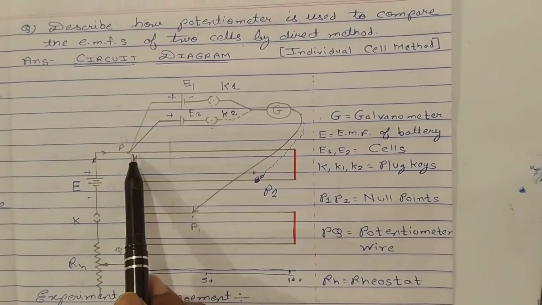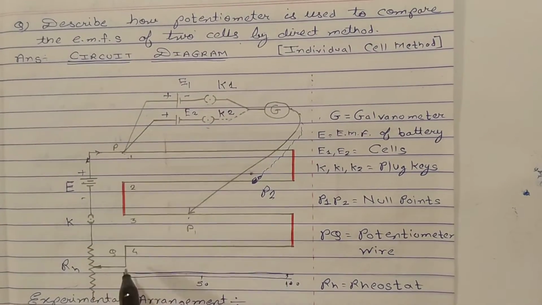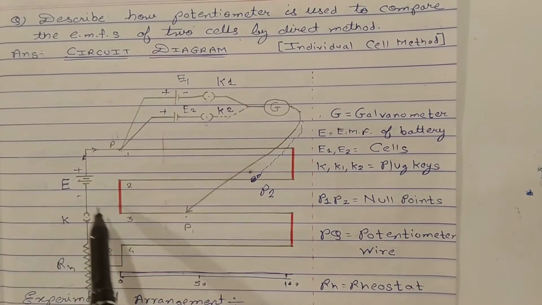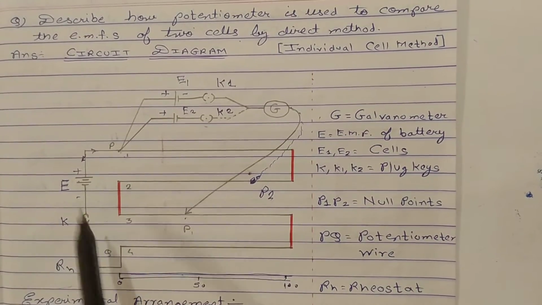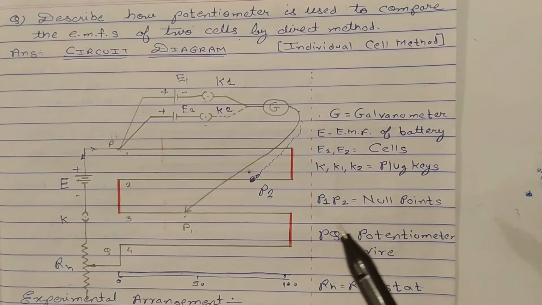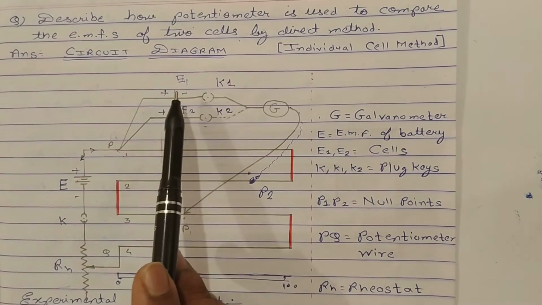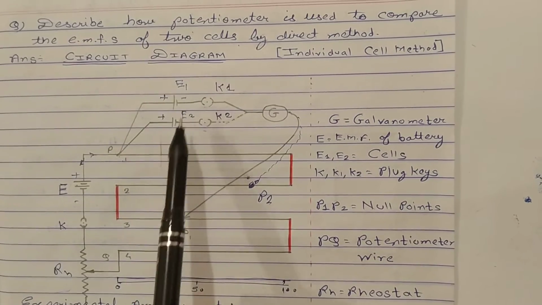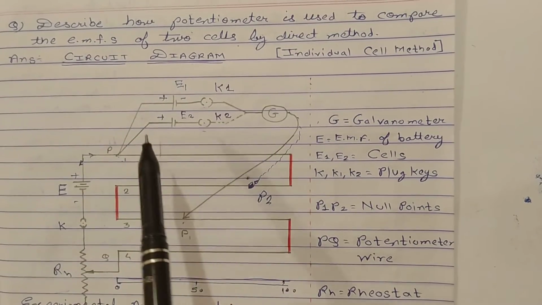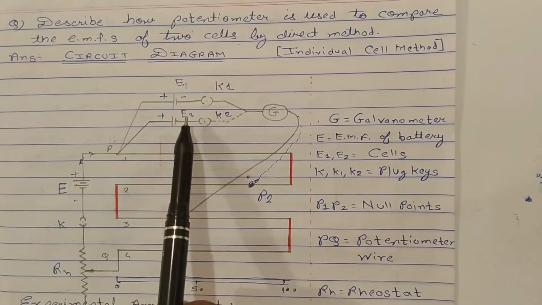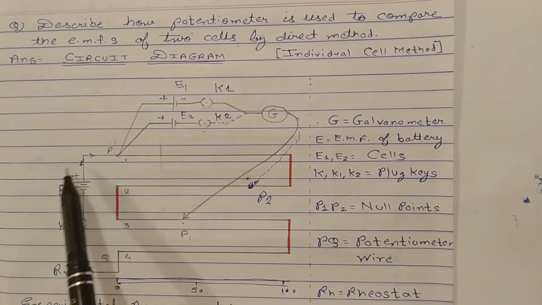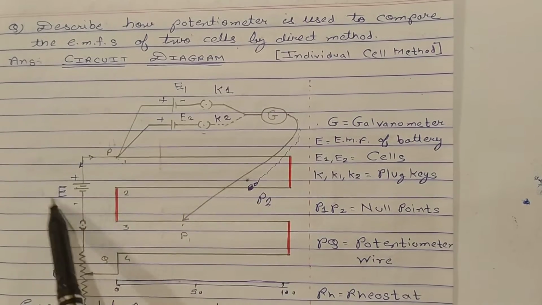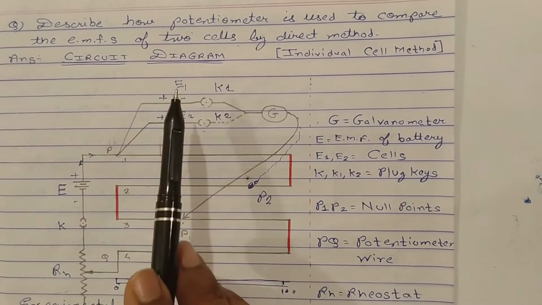The uniform wire PQ is connected in series with EMF E, plug key K and rheostat RH as shown in the figure. Two more EMFs of two cells we observe here, E1 and E2. We are going to take the values of E1 and E2 in such a way that value of E will always be greater than E1 and E2.